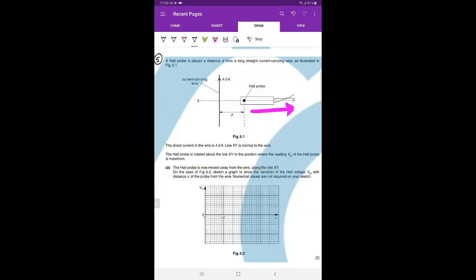I'm writing in the form of a statement and then I'll read further. You would agree that as distance increases, the magnetic flux density will decrease. So as I keep moving further away from the wire, surely the strength of the field will start to reduce, because it's an inverse proportion. And based on the formula of Hall voltage, we did this in the previous topic.